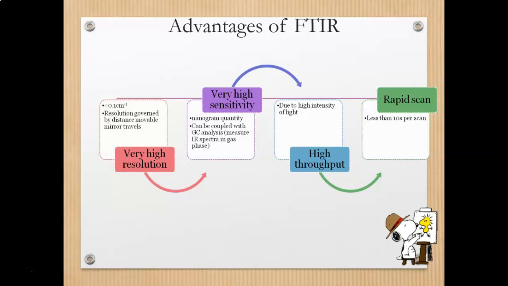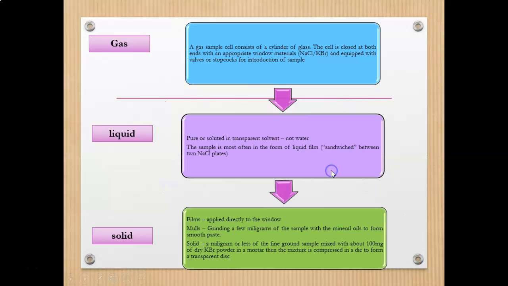Okay. Advantages of FTIR: very high resolution, very high sensitivity, high throughput, and rapid scan, which is less than 10 seconds per scan. For sampling, we have gas, liquid, and solid. A gas sample cell consists of a cylinder of glass. The cell is closed at both ends with an appropriate window material made of sodium chloride or calcium bromide and equipped with a valve or stopcock for introduction of the sample.